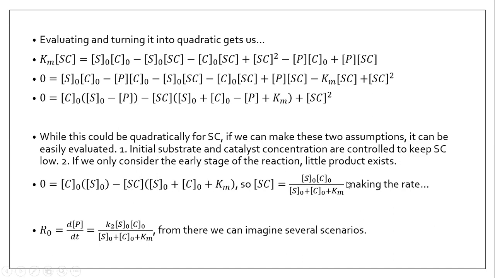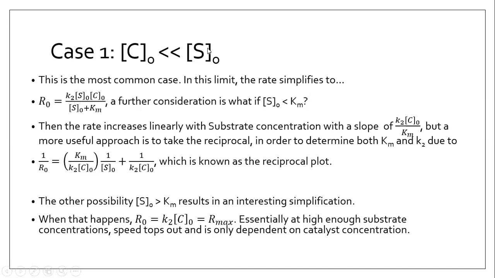So getting SC to the other side, dividing by all that, we have SC equals S0 C0 over S0 plus C0 plus Km. So we get the overall rate is equal to k2 S0 C0 over S0 plus C0 plus Km. So we can imagine several different scenarios with this magical equation right here. One, we have a lot more substrate than catalyst. This is the most common case because usually we don't use a lot of catalyst. So if catalyst is very low, say that S0 plus Km is the big factor. And further consideration, what if S0 is smaller than Km?